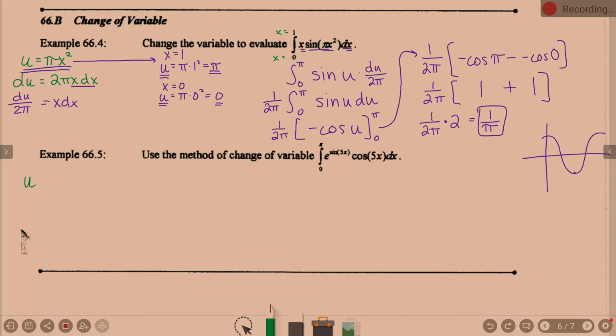So, okay, u is going to be equal to sine of 5x. Okay, what is du? The derivative of sine of something is cosine of something times the derivative of that something, so times the derivative of 5x, which is 5, times dx.